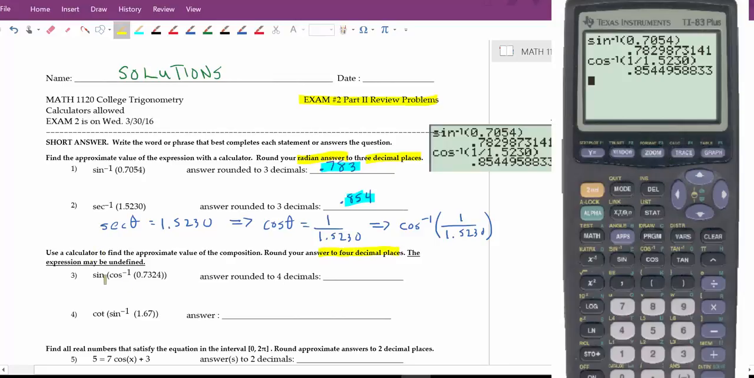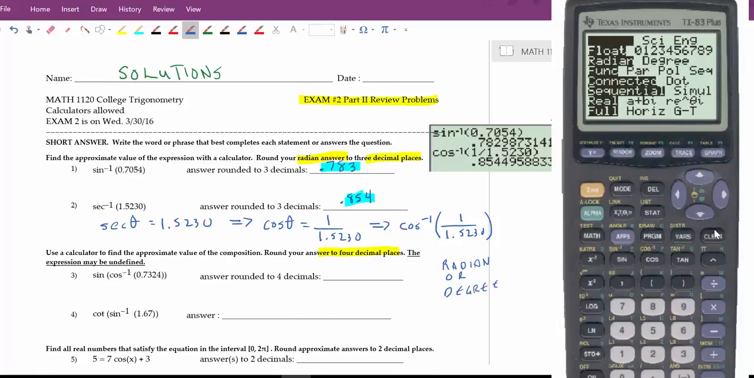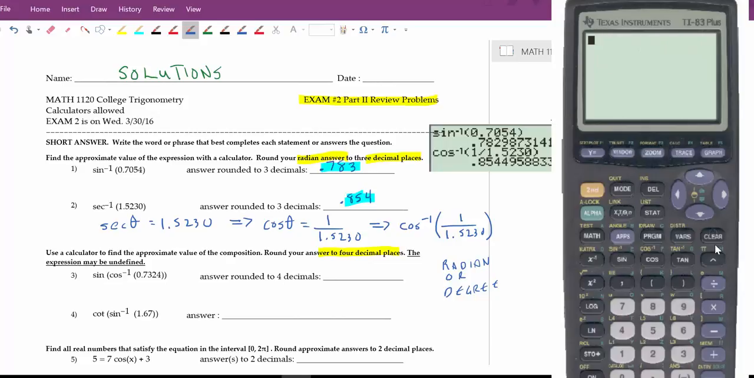Now this time it doesn't matter what mode you're in, because you're going to do a sine, a trig function. This part right here is going to give you the angle, and that can be either in radians or degrees. If you do the sine of something that's equivalent in degrees or radians, it's still going to give the same measure. So on these next 2 problems, you can be in radian or degree mode. It doesn't make any difference. Right now I am in radian mode, so I'm just going to leave it there. I'm going to clear that off.